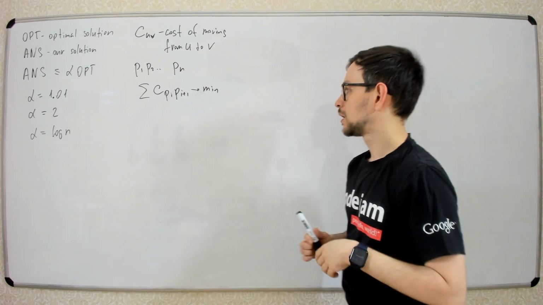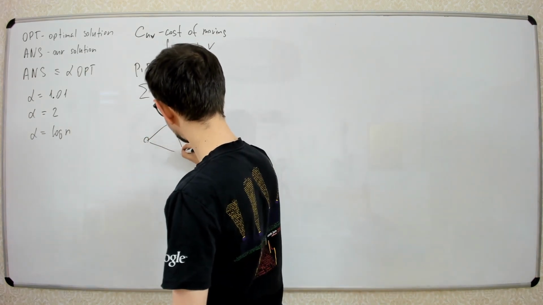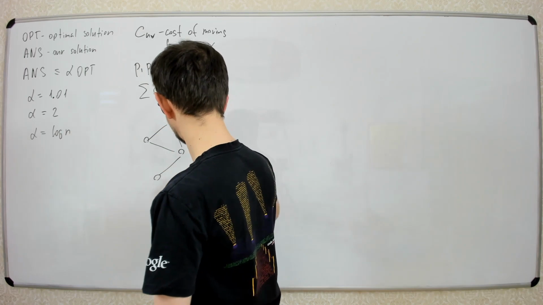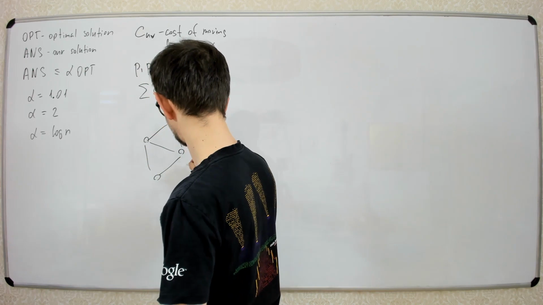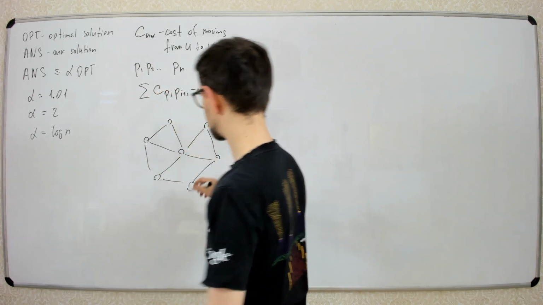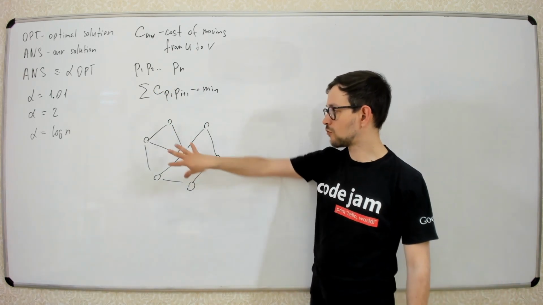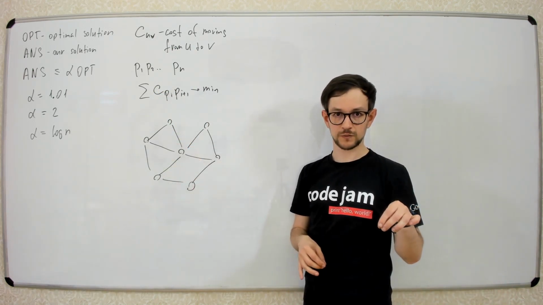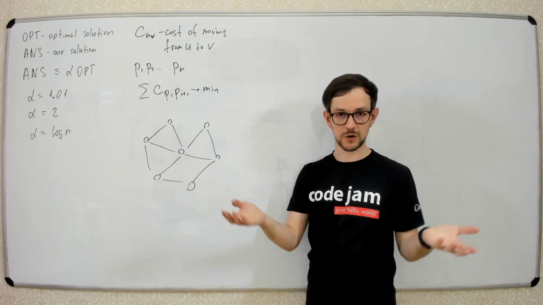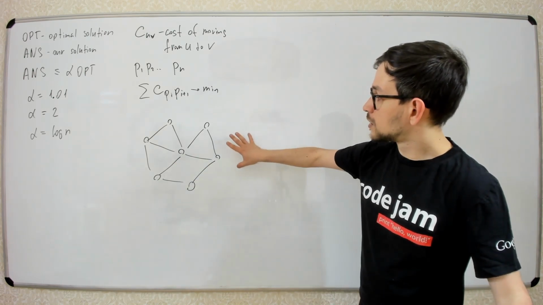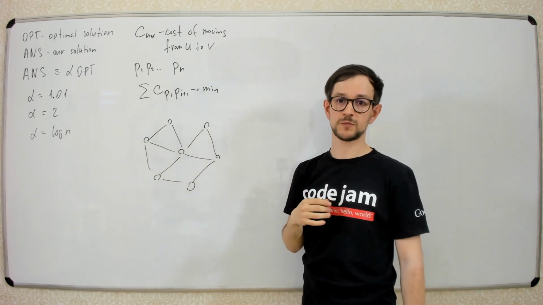So let's say you have some graph, and you want to find a Hamiltonian path in this graph. It is NP-complete, so if we manage to find the Hamiltonian path, it means we solve this problem in polynomial time, right? So how to find the Hamiltonian path in a graph using an approximation algorithm for this traveling salesman problem?